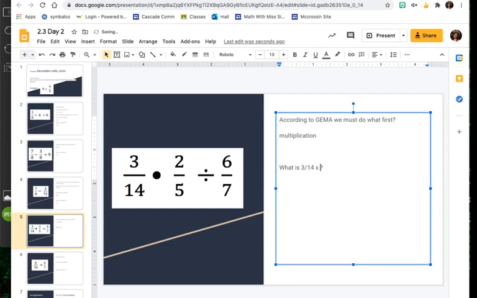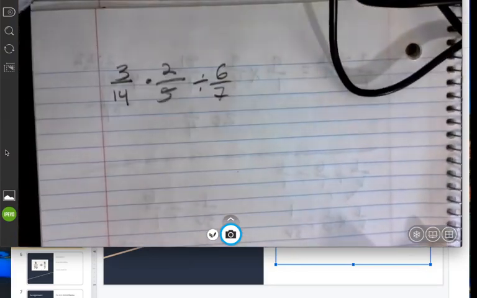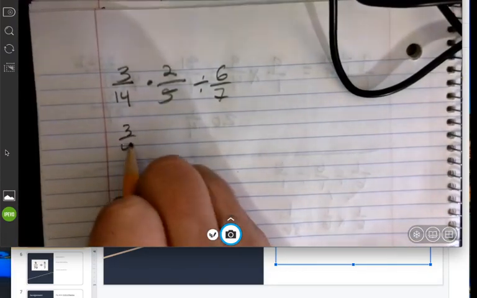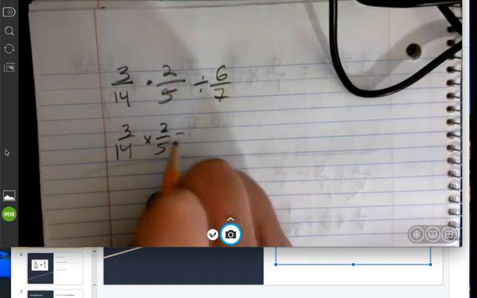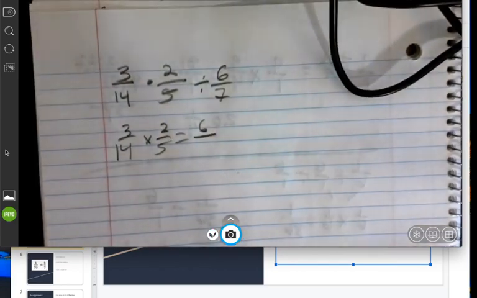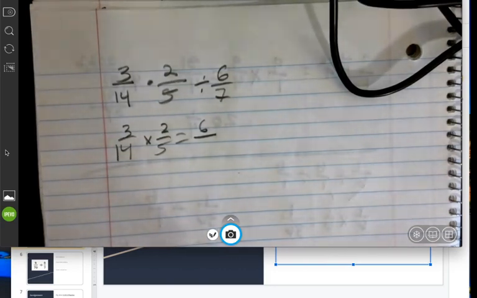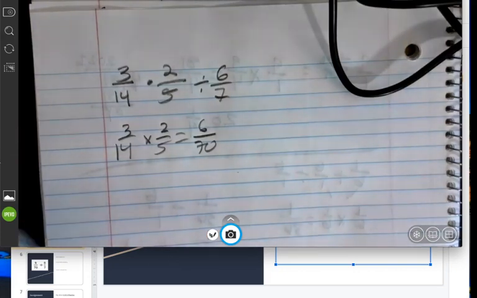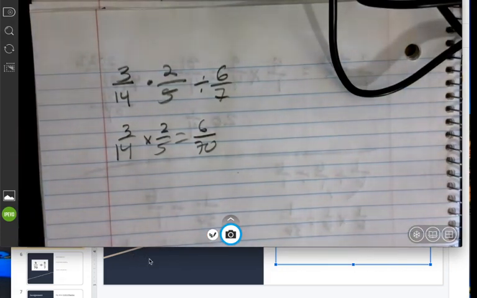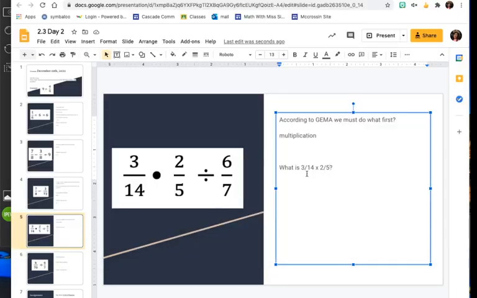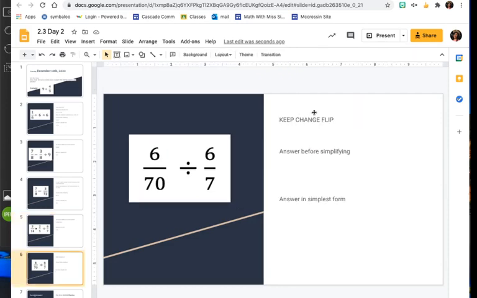We will do 3/14 times 2/5. Let's do that on our scratch paper. What is 3/14 times 2/5? 3 times 2 is 6. 14 times 5. Let me get my handy dandy calculator. It is 70. 6/70. So it is 6/70. Now I'm going to rewrite my problem. Instead of 3/14 times 2/5, I'm going to put 6/70. So keep, change, flip. 6/70 divided by 6/7.